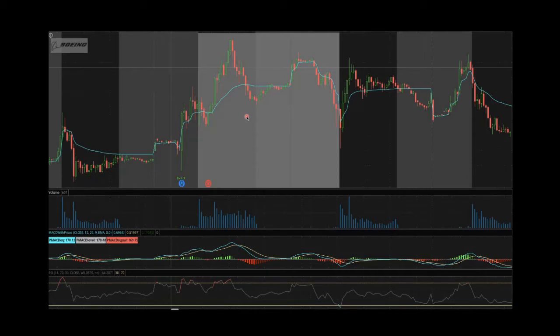No, VWAP is a moving indicator that's calculated on average price. It's a study that I added to my chart. You have to add it. Volume weighted average price.